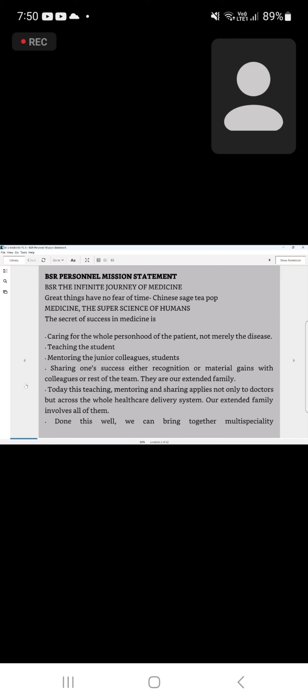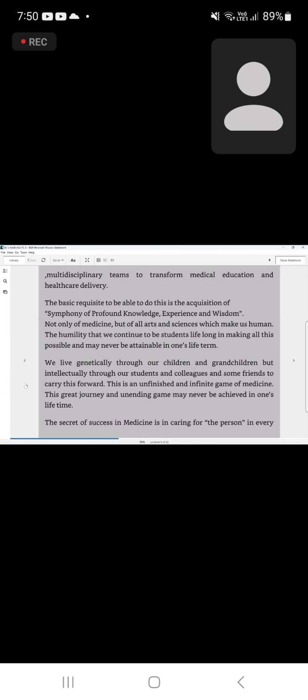Today this teaching, mentoring, and sharing applies not only to doctors but across the whole healthcare delivery system. Our extended family involves all of them. Done this well, we can bring together multispecialty, multidisciplinary teams to transform medical education and healthcare delivery. The basic requisite to be able to do this is the acquisition of a symphony of profound knowledge, experience, and wisdom, not only of medicine, but of all arts and sciences which make us human.